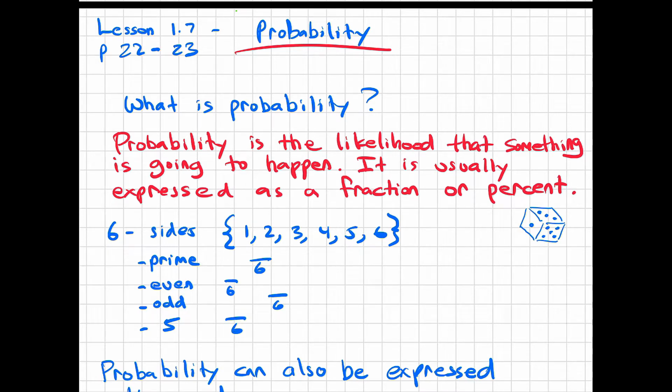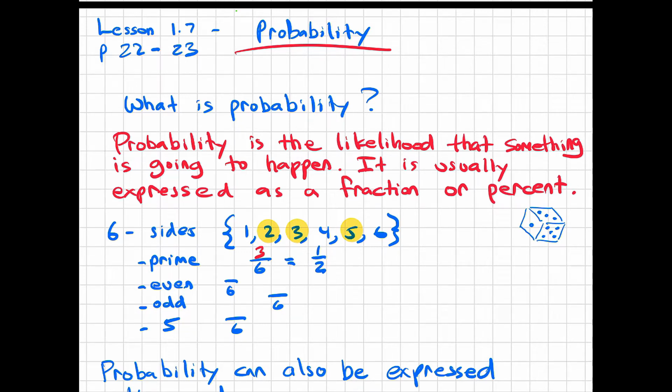Okay, so let's take a look at the prime numbers. Which ones of these are prime numbers? Well, 2 is a prime number, and 3 is a prime number, and 5 is a prime number. How many prime numbers are there? There are 3 prime numbers. So the likelihood of rolling a prime number is 3 out of 6. Now, we always need to reduce that fraction, so I can divide 3 into the numerator and the denominator, and we end up with 1 over 2.